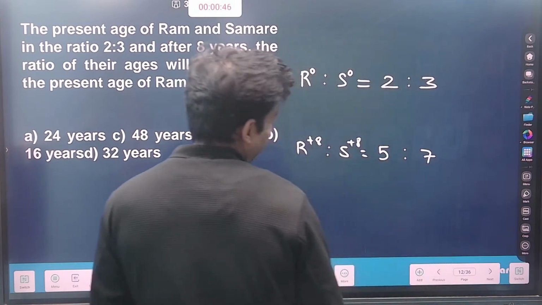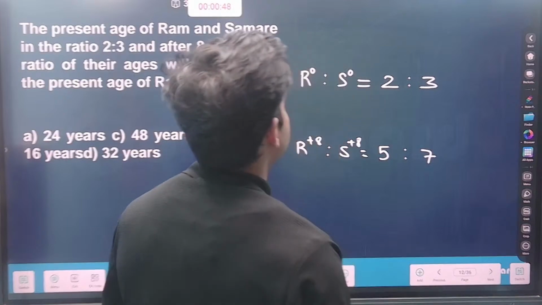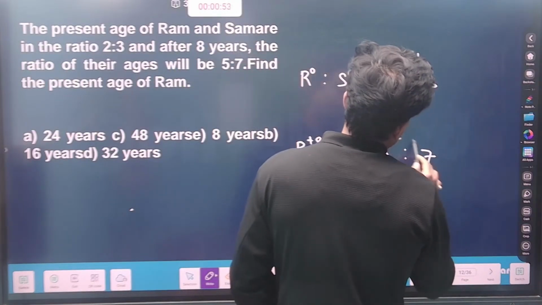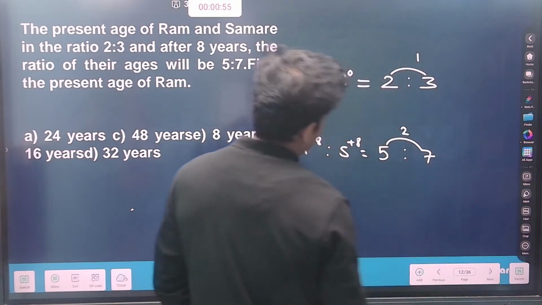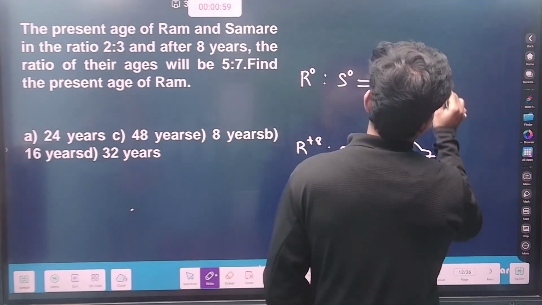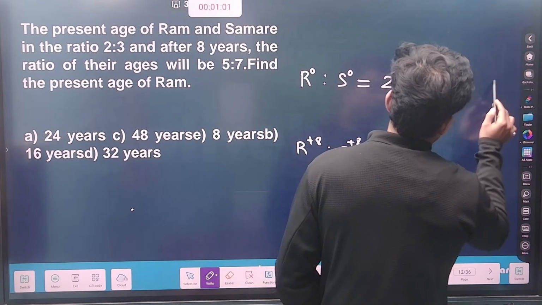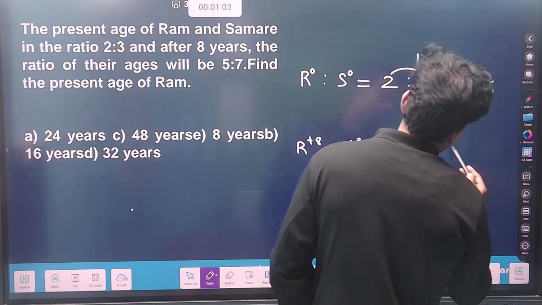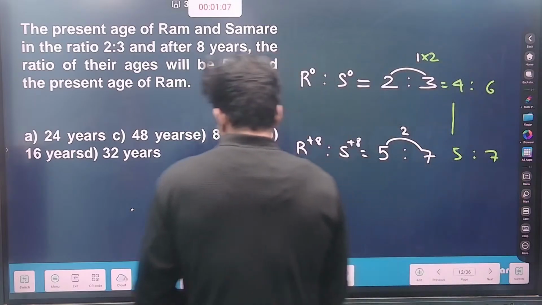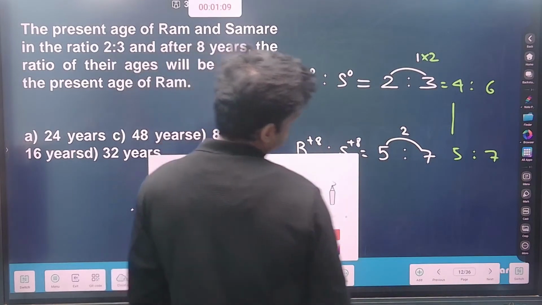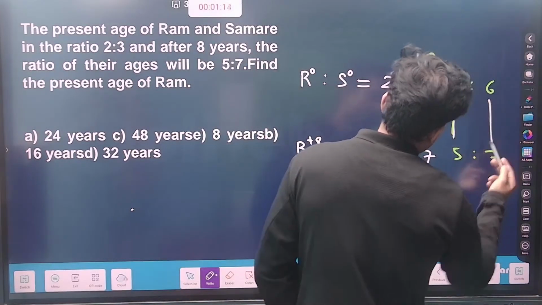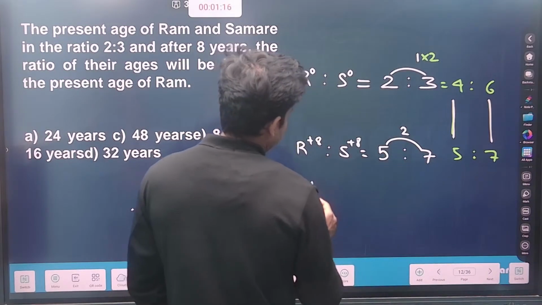But what I told everyone, see, here the gap is 1. Here the gap is 2. Make that gap equal. Make this 2. It will become 4:6. Now the gaps are equal. And now compare 5:7. Now you can say there's a gap of 1. 1 is equal to 8.